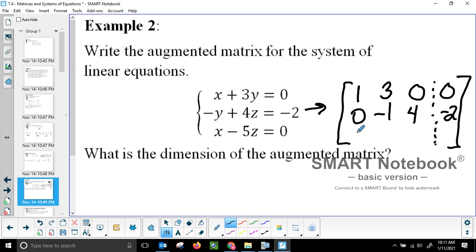All right, here my coefficient for my x term is 1. I don't have a y term, so that's 0. My coefficient for z is -5, and my constant is 0. All right, so this is my augmented matrix for this system. It then says, what is the dimension of the augmented matrix? Well, I have 1, 2, 3 rows, and I have 1, 2, 3, 4 columns. So this would be a 3 by 4 matrix. Pretty straightforward.